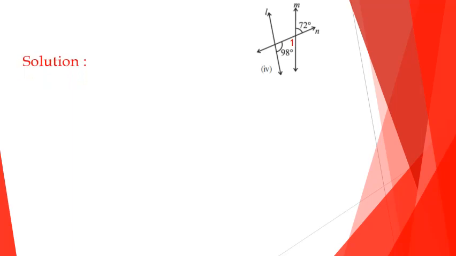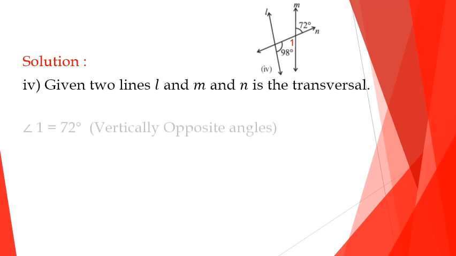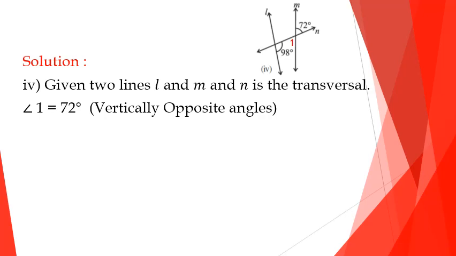Next question, the figure is given with three angles. Are they alternate interior angles, interior angles on the same side of the transversal, or corresponding angles? They are not given. We are not getting it directly from the question. So I can mark angle 1 opposite to 72 degrees. So what about angle 1? Angle 1 will be equal to 72, as they are vertically opposite angles.